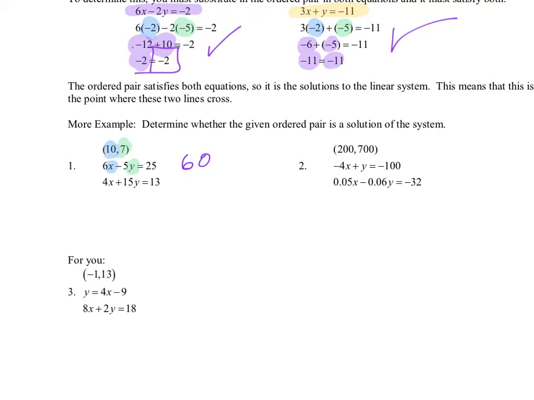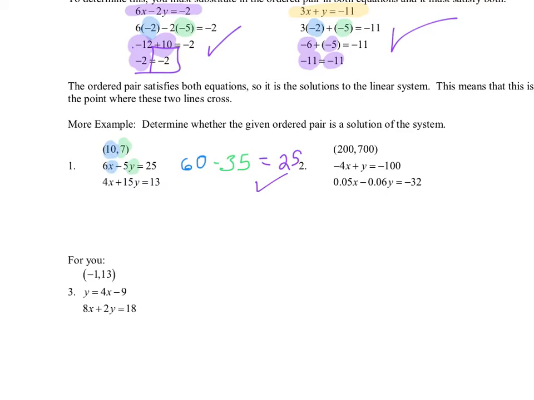I'm sorry, I'm going to erase that and do it in color so it's a little more obvious to you what's going on. Okay, so 6 times 10 gave me 60, 7 times 5 gives me 35. And the question is, does that equal 25? So 60 minus 35, yes, it does. So that's a check.